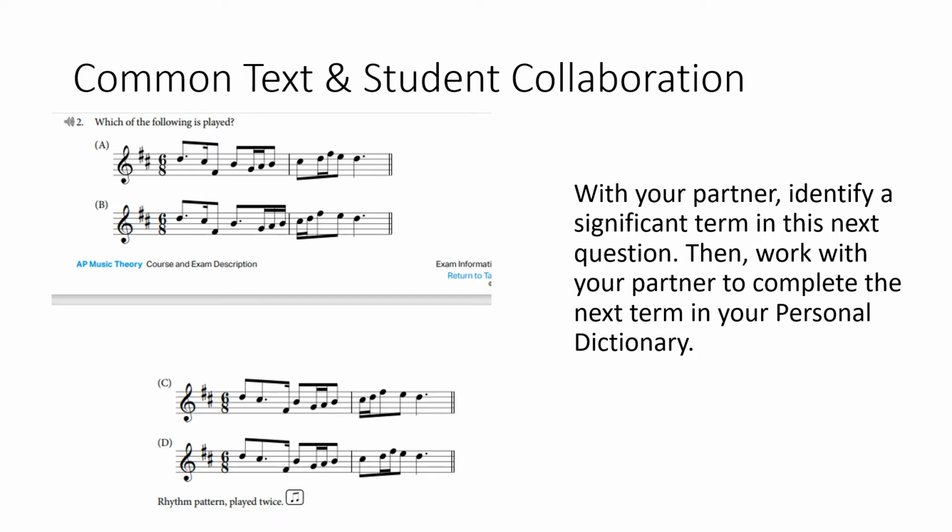With your partner, I want you to use the second question from that test, and together identify a significant term. Then I want you to work with your partner to complete the next term in your personal dictionary. Each one of you is going to have your own entry in your personal dictionary, but you can discuss together. You can look up the terms together if you need to.